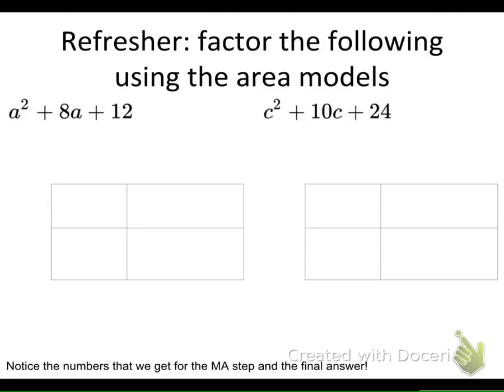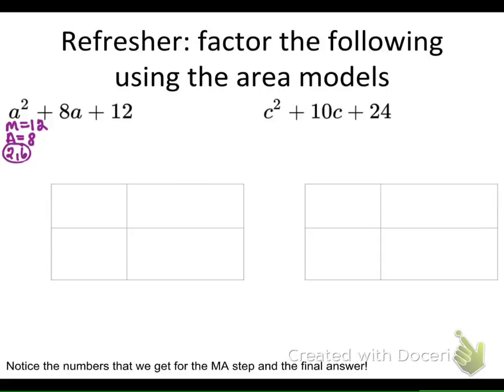So for this first problem here, a squared plus 8a plus 12. What is my M? 12. What's my A? 8. Like I said, I'm going to go fast, so make sure those pencils are flying. Now, what can you multiply together to get 12, then add together to get 8? 2 and 6.